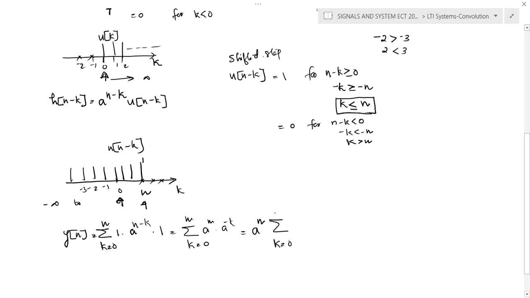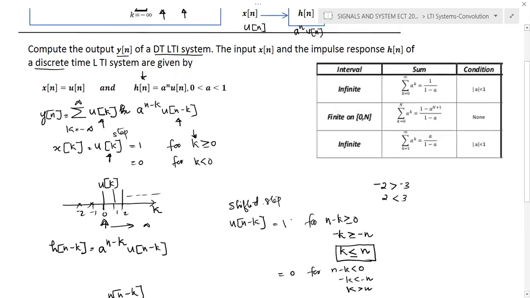k is equal to 0 to n, and it's a raised to minus k, so you can write a raised to minus k as a raised to minus 1 the whole raised to k, that is, 1 by a the whole raised to k. So the equation becomes 1 by a the whole raised to k. And this is a standard form, and you can substitute the result here. So this is a summation equation we can use. It's a finite sum, k from 0 to n of a raised to k.